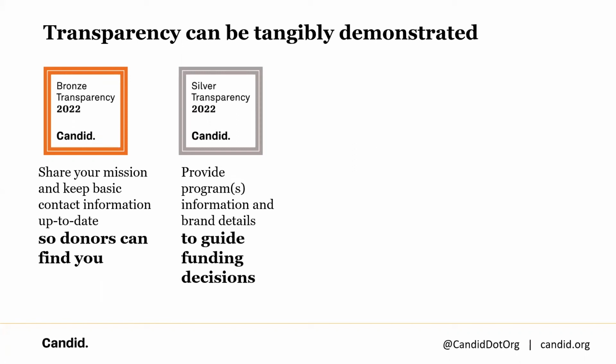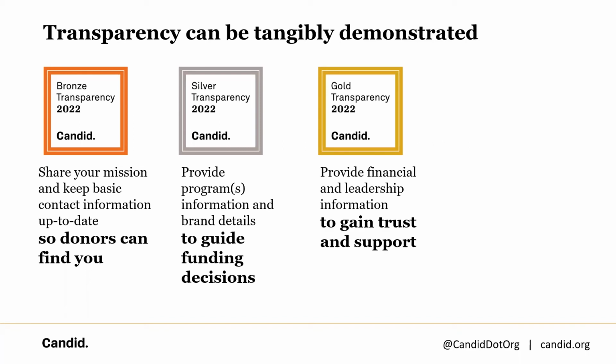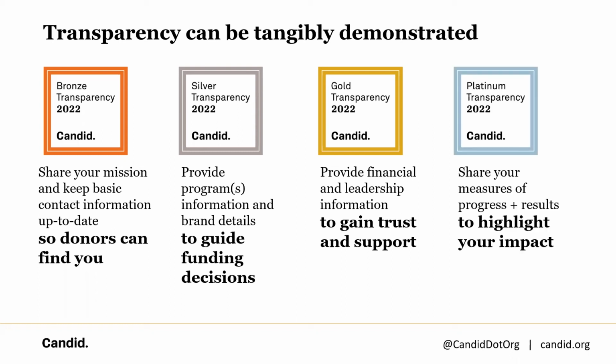There is silver, which is the next level, and you earn silver by providing program details and brand details. That includes things like your social media, videos, pictures, information about populations you serve, things like that. And this is to help guide funding decisions. Next level is gold, and this is earned by sharing financial and leadership information to help you gain trust and support. And then finally, we have the platinum seal, which is the highest level seal you can earn. In order to earn a platinum seal, you have to show your metrics.